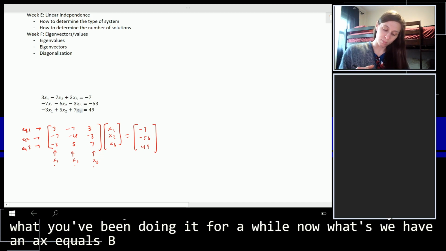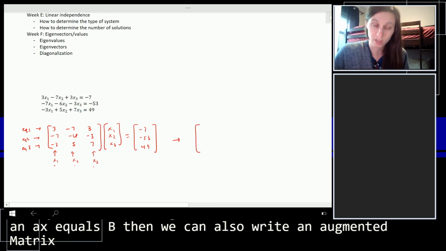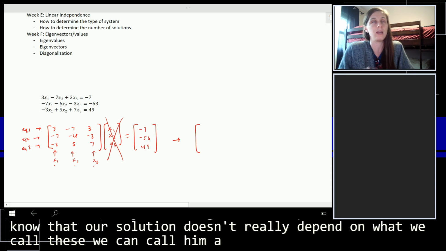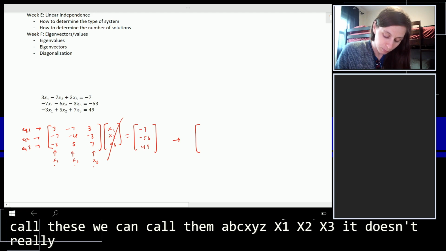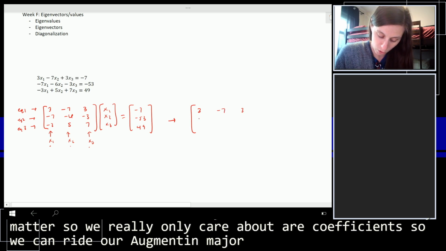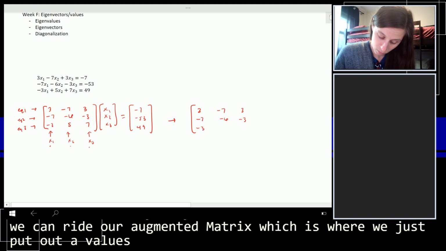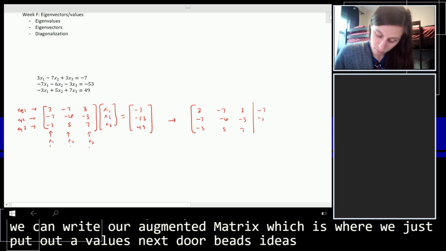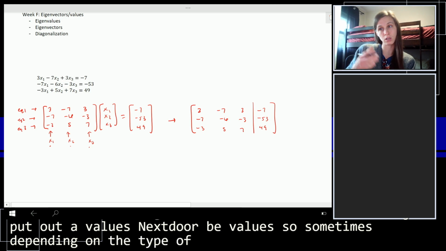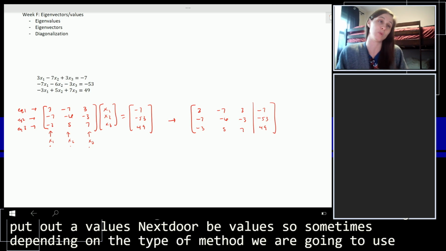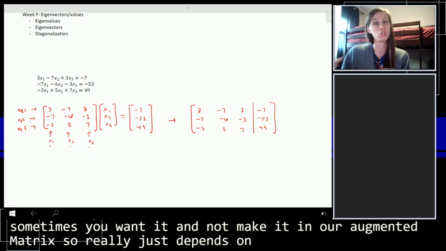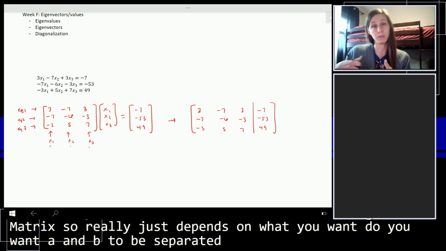Once we have AX equals B, then we can also write our augmented matrix, which is just taking out our x vector. So we know that our solution doesn't really depend on what we call these. We could call them A, B, C, X, Y, Z, X1, X2, X3. It doesn't really matter. So we really only care about our coefficients. So we can write our augmented matrix, which is where we just put our A values next to our B values. There we go. So sometimes, depending on the type of method we are going to use to solve our system, sometimes we want it in AX equals B, sometimes we want it in our augmented matrix. So it really just depends on what you want. Do you want A and B to be separated, or do you want A and B to be together?